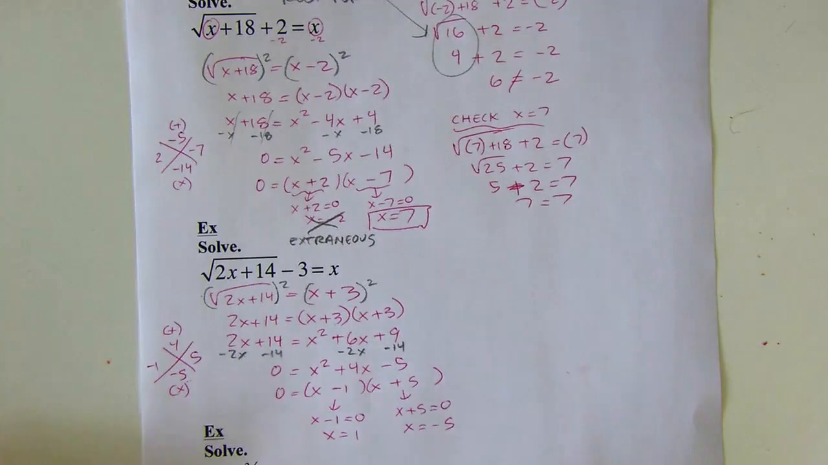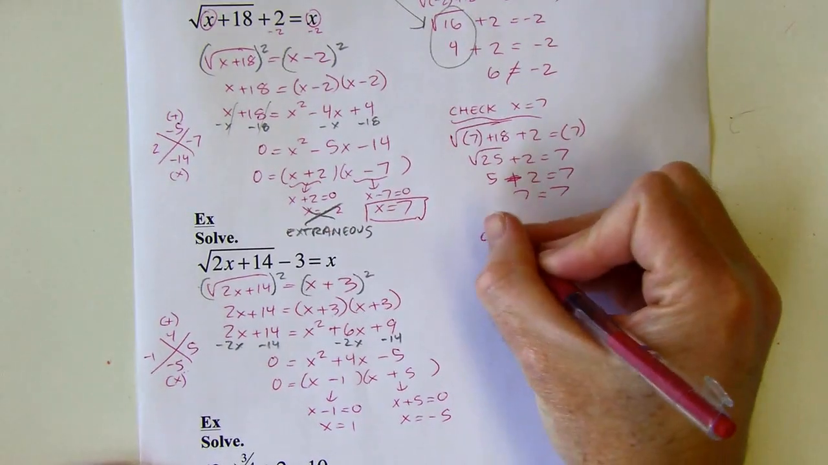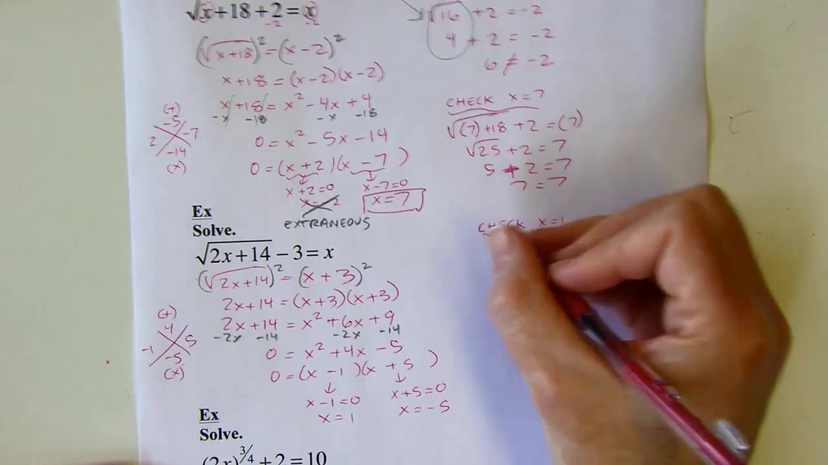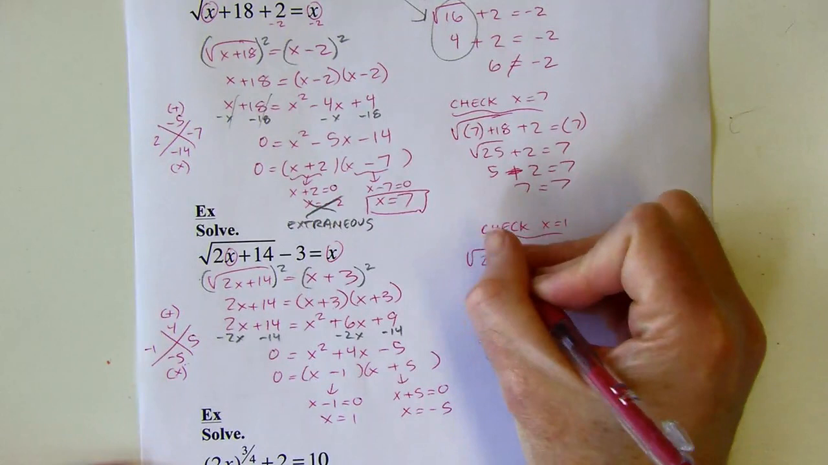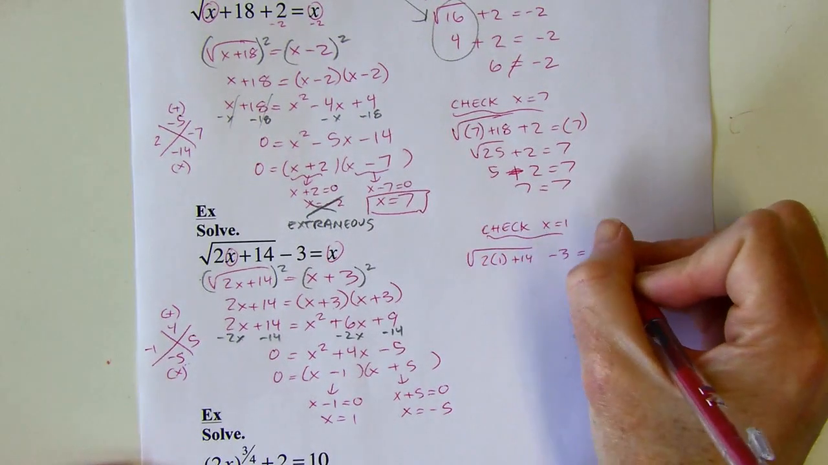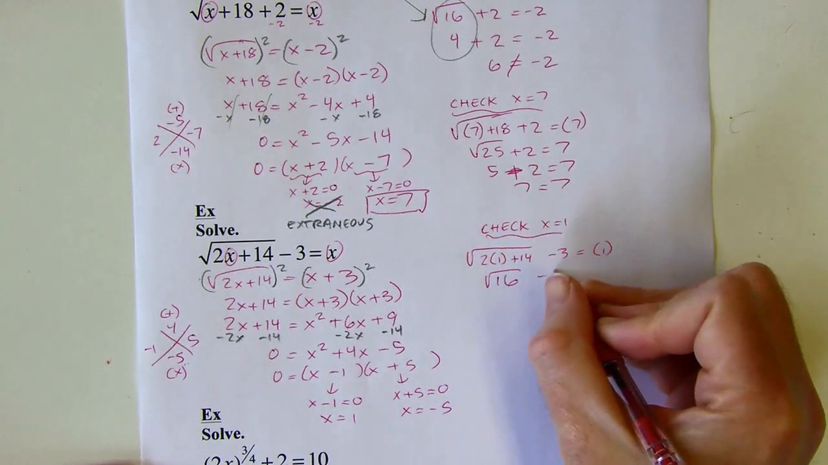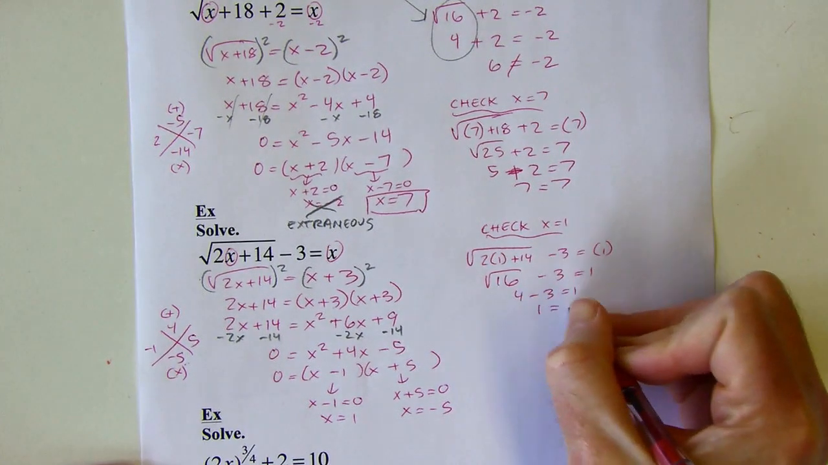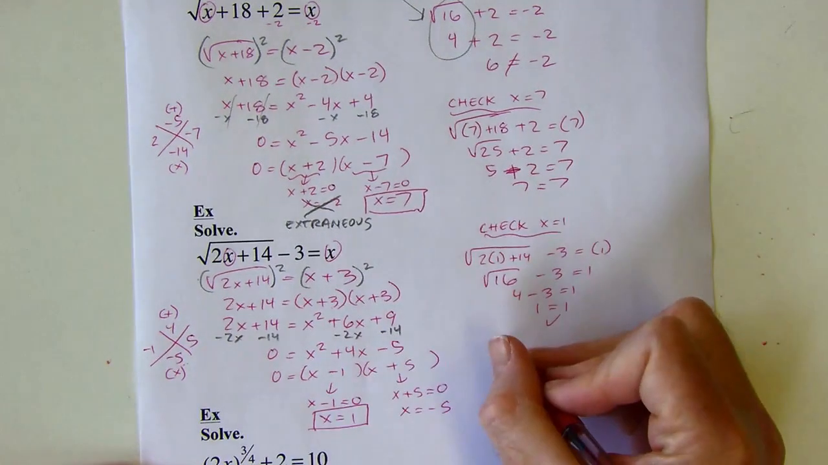Got to check them though. Okay, so let's do those checks. Again, plugging this in both positions there. So that would be 16 minus 3 equals 1. 4 minus 3 equals 1. So this checks out. So this is a good solution. Let's check the other one.